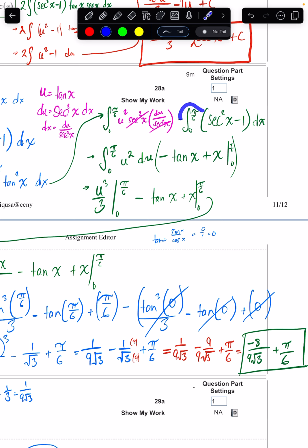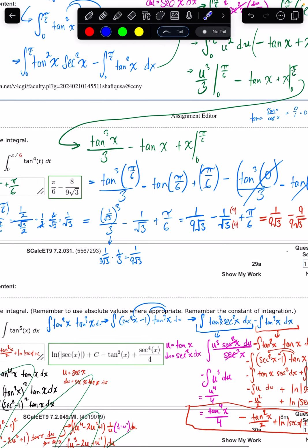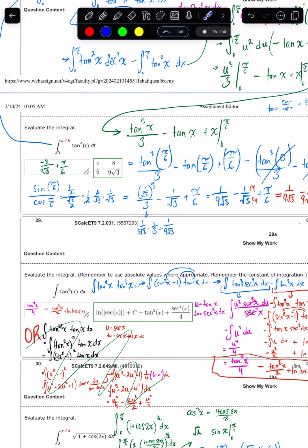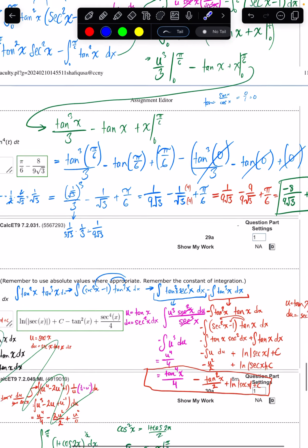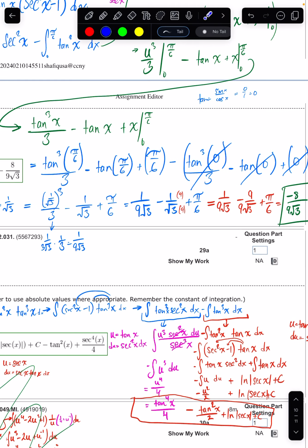Yeah, distribute the negative, and this becomes a negative tan x, this becomes a positive x, right? And then after that is just substitution. So annoying. There's just a lot of substitution. I'm not really good with that, so I always write everything out to avoid making a mistake.